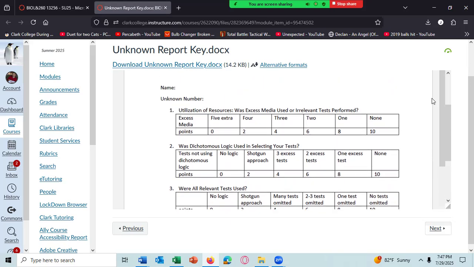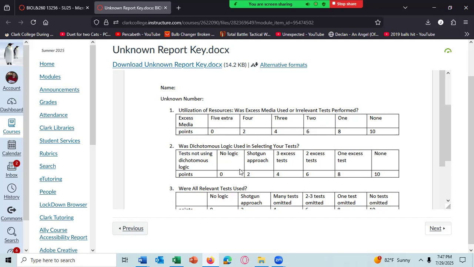If you have no excess media, meaning you used only relevant tests, you didn't run any additional tests that you did not need, then you'll get 10 out of 10. If, on the other hand, you have 1 excess media or irrelevant test, you get 8 out of 10. 2, you get 6 out of 10, etc.